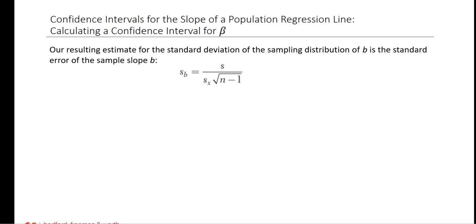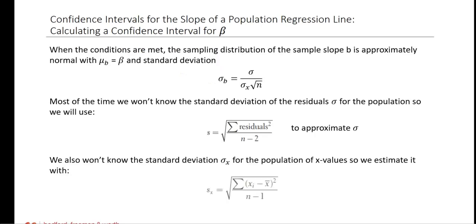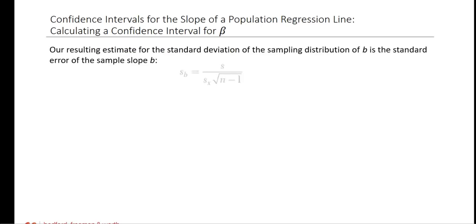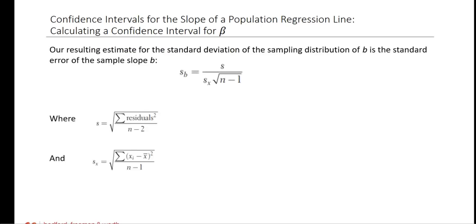But that's how we find what's called our standard error. We don't use standard deviation because we usually don't know the population standard deviation. So that's the formula you need. I don't think you need these two formulas.